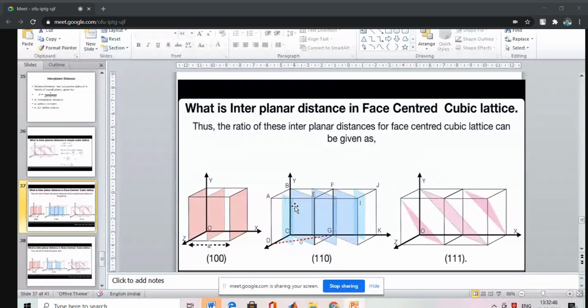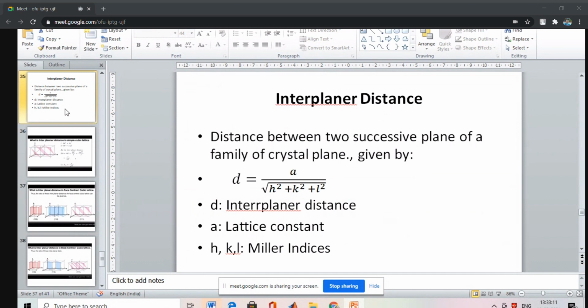This is a very important part, the crystal planes and the interplanar spacing, that is the distance between two successive planes of a family of planes. Okay, so we should know what the interplanar spacing is between the primitive or principal planes of the cubic crystal structure, that is SCC, FCC and BCC. The formula for SCC we have derived, that is D is equal to A upon root H square plus K square plus L square. And by this, we will get D100, 110 and 111 for SCC.